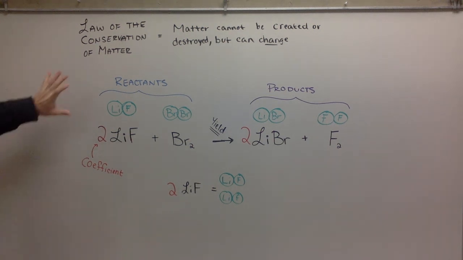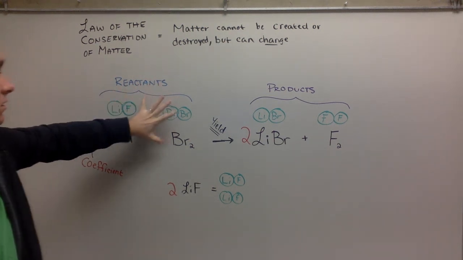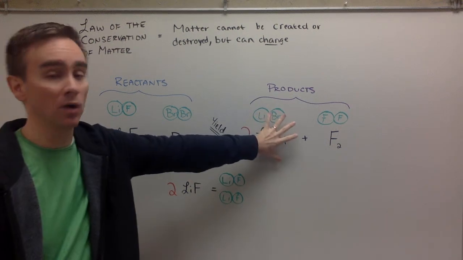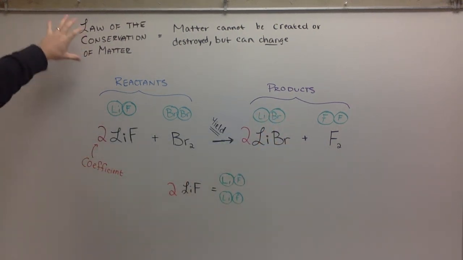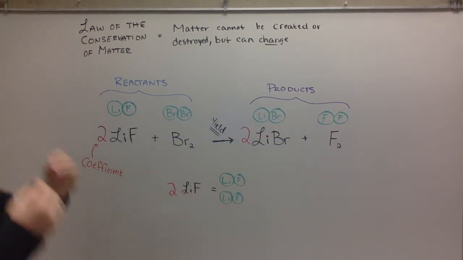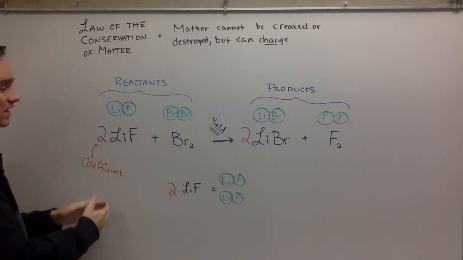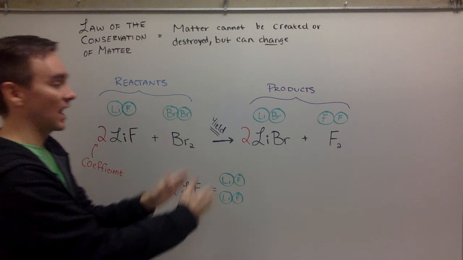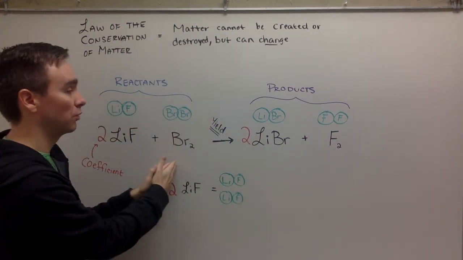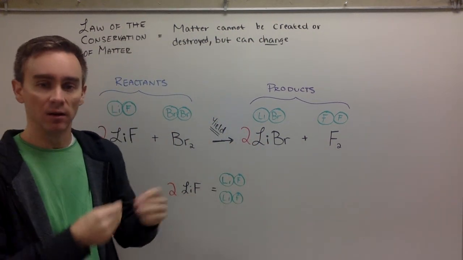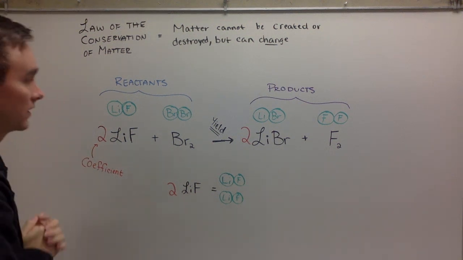So we talked a little bit about the parts of a reaction. We have the reactants, yields, the products. We talked a little bit about the law of conservation of matter, that matter can't be created or destroyed. Because of that, we're going to have to add coefficients that show us that if I start with 2 lithiums, I have to end with 2 lithiums. If I start with 2 bromines, I have to end with 2 bromines. And we can use coefficients to do that.